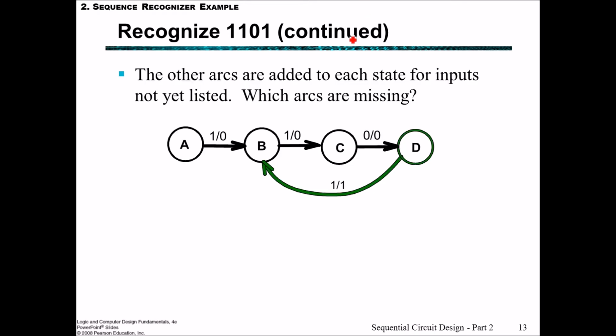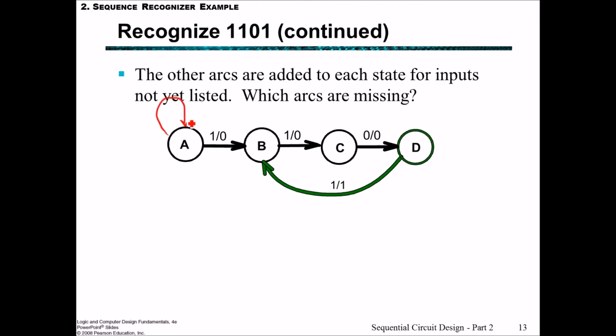So here's something you should pause the video and try and do yourself. Think about what arcs are missing. When we're in A, 1 input. When we're in B, 1 input. When we're in C, 0 input. When we're in D, and a 1 input. So we have to write in the other arcs. So you should do that.